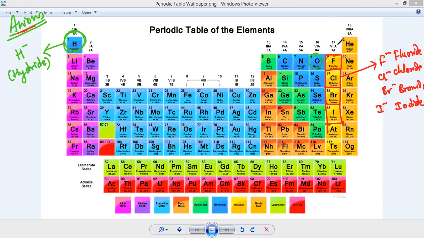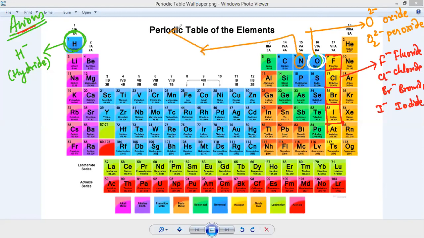Then apart from this, oxygen. Oxygen is going to give you oxide. This is O2 minus, this is your oxide. And there's another, O2 2 minus. This is your peroxide. Then for nitrogen, you have different anions. Let us look at them one by one. This is N3 minus, that is your nitride.